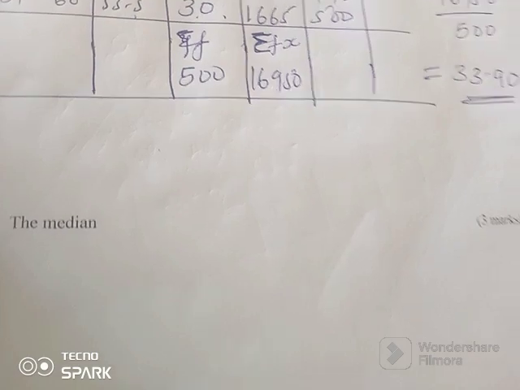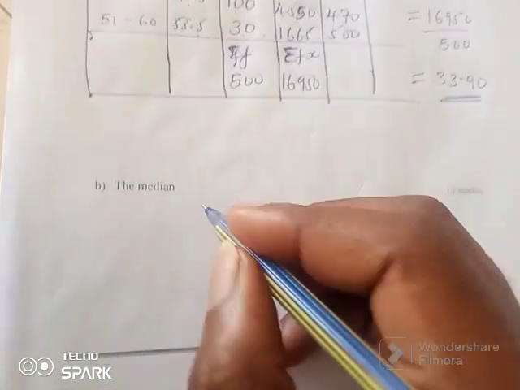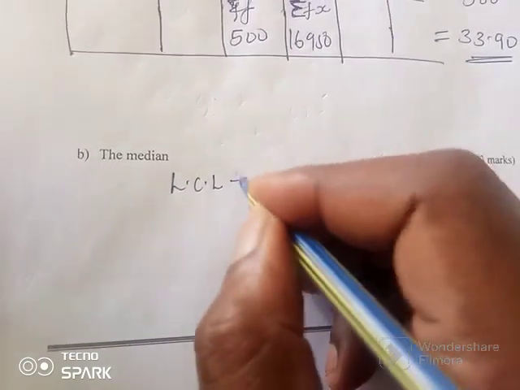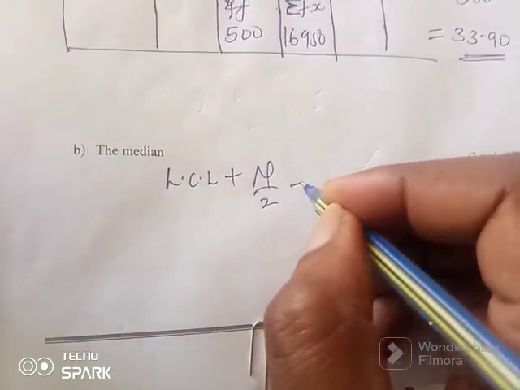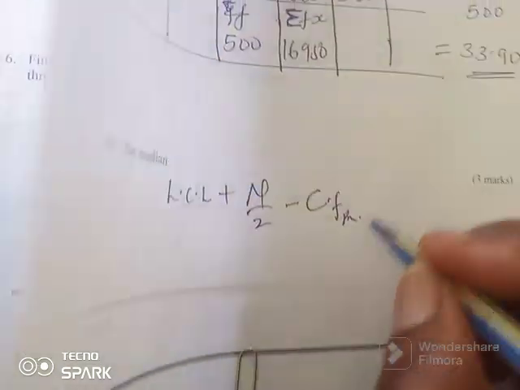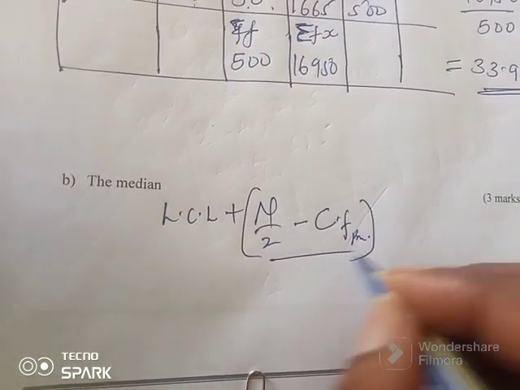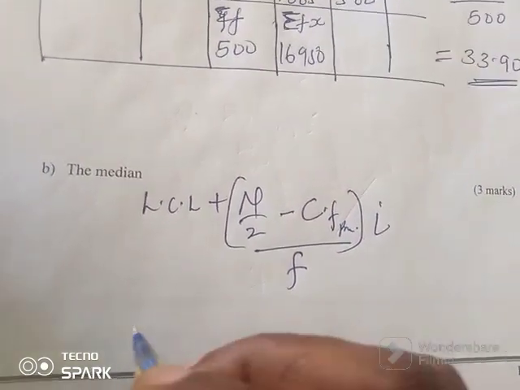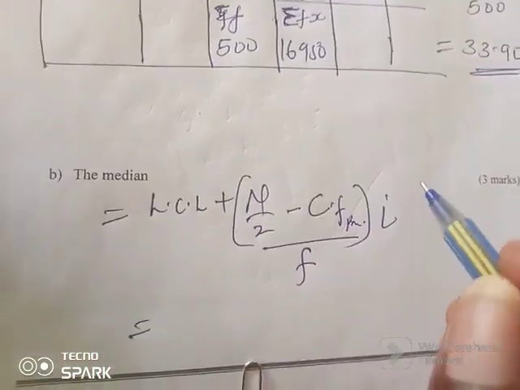Finally, a median, we shall use our formula. A median we know is lowest class limit plus number over 2 minus cumulative frequency of the previous class, all over frequency of our class times the interval. So let's begin here, guys.